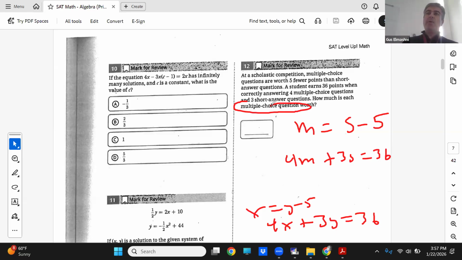But you had to make the equations first. You had to translate the words into these mathematical operations. Oh, multiple choice is 5 less than short. Great. M equals S minus 5. But you got to use X and Y. So fine, X equals Y minus 5, 4X plus 3Y equals 36. Because they said so. I'm just going with what they told me and just putting it in.